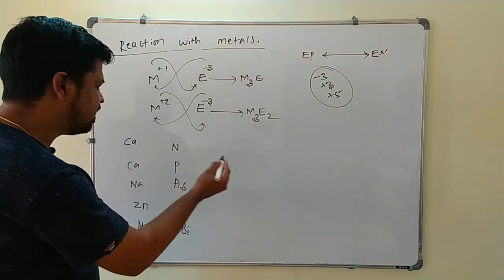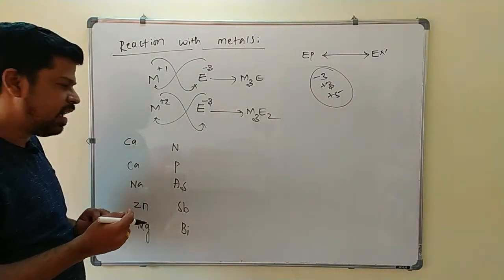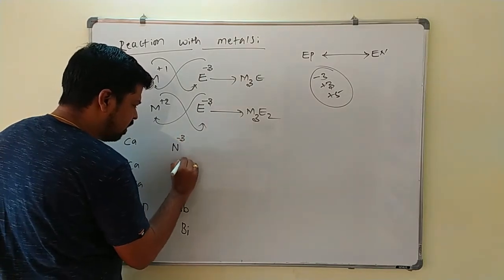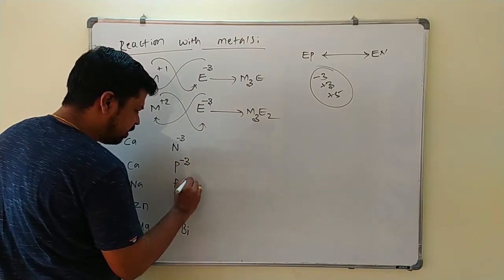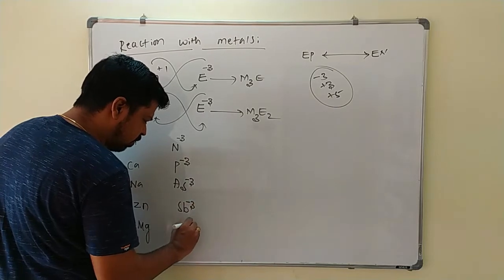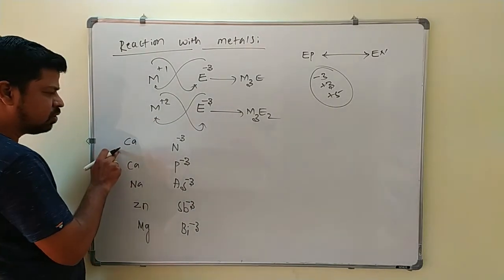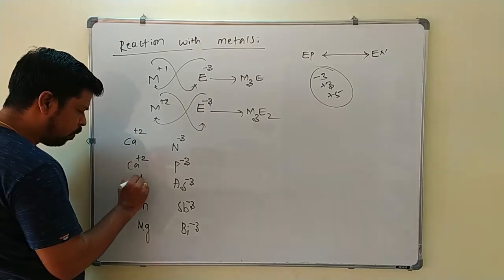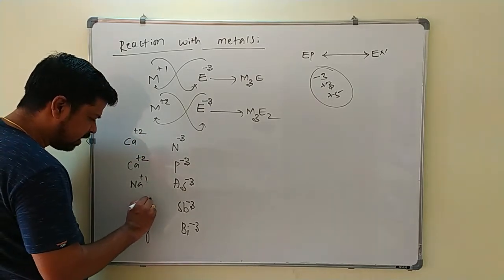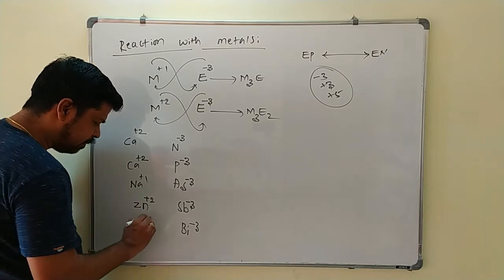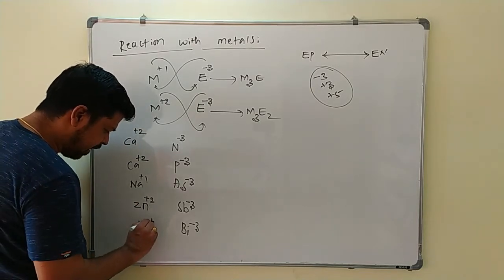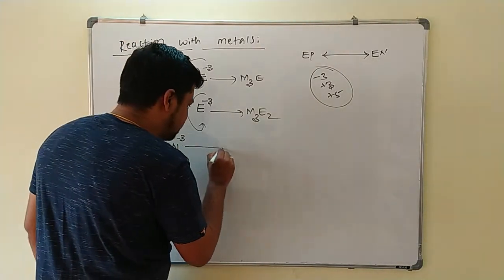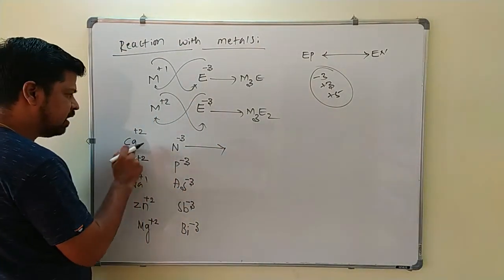In the NCERT they have given only these reactions. Group 15 elements are always electronegative, showing a negative oxidation state. All are showing -3 oxidation state with the metals. This is a group 2 element, +2. This also group 2, +2. Group 1 is +1. Zinc is +2 oxidation state, d block. And this is magnesium, again group 2, +2 oxidation state. Now what is the type of compound formed here?